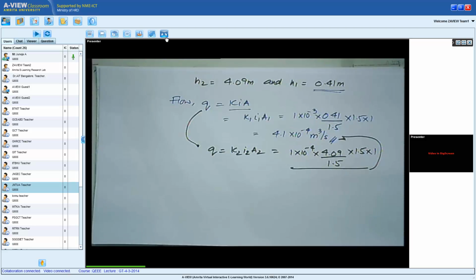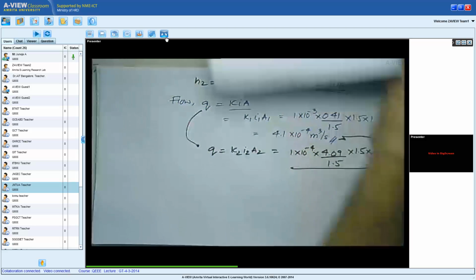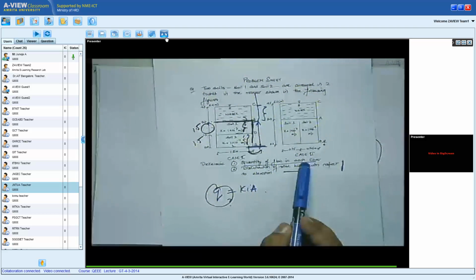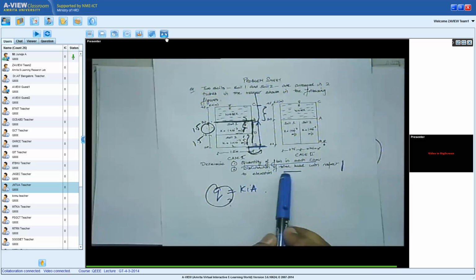Let me pull down the question again. The question was the quantity of flow in each case. So we have done flow for case 1. Also you are asked what is the distribution of total head with respect to elevation. I'm just going to quickly pull down a figure.